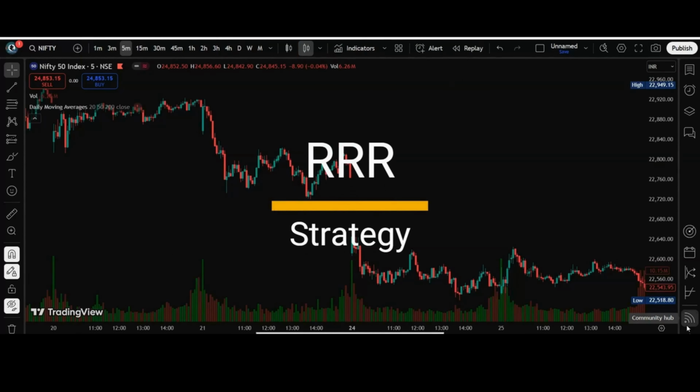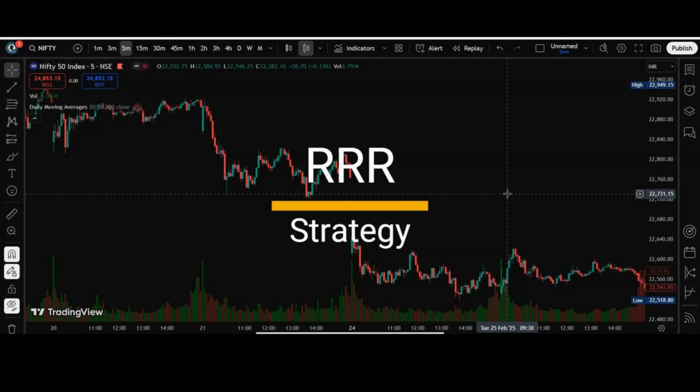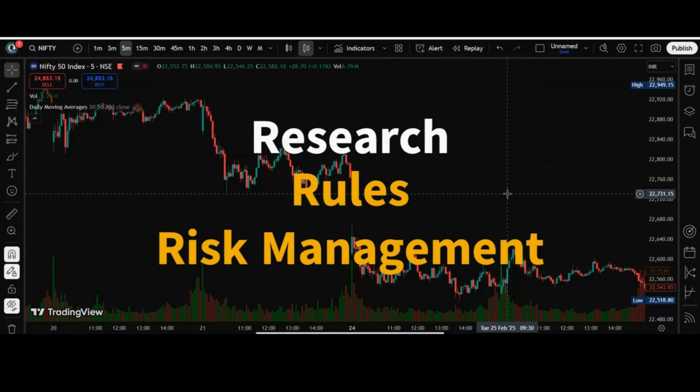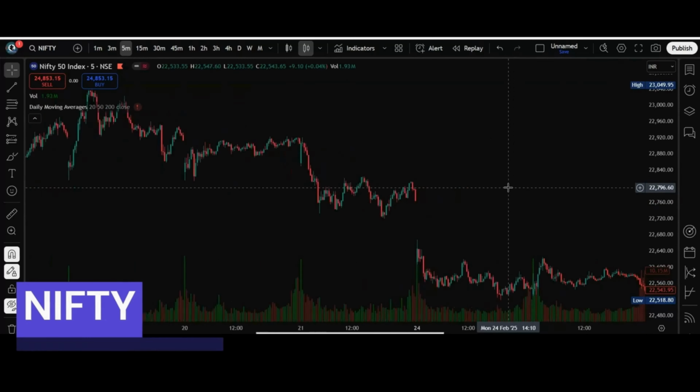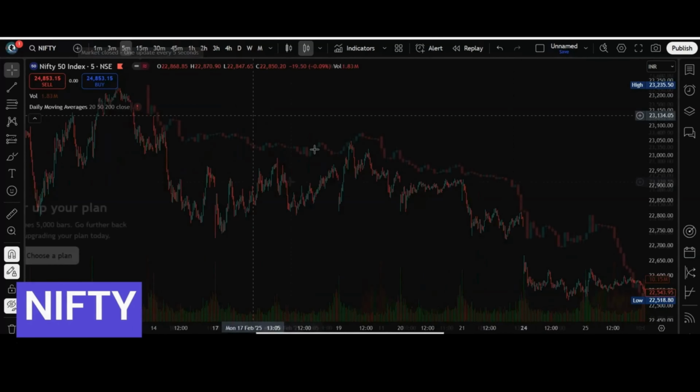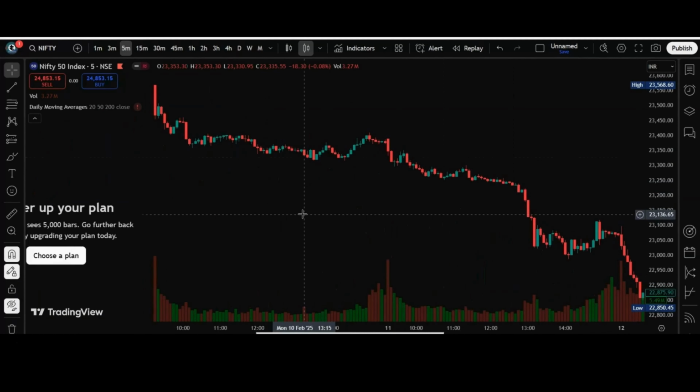This is what we call the 3R strategy: research, rules, and then risk management. So let's see how we can achieve this with very simple indicators and a simple process. Let's open the Nifty chart on a 5 minute time frame. The strategy is quite simple.